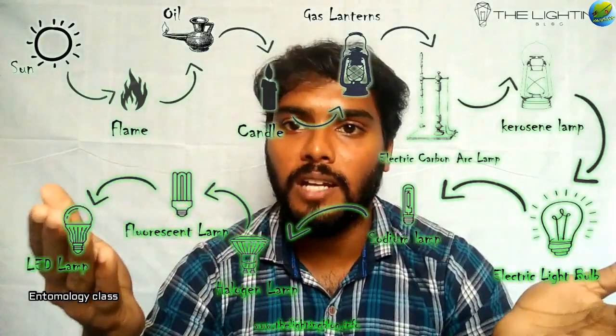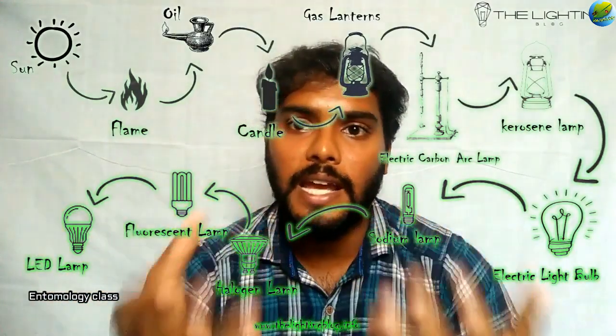Before studying anything, the history is very important. When we talk about light, we are not simply going to talk about how light is made and what product made it. We are going to study the history: how light was made and for what purpose it was made in the first place. So let's start with the history of entomology.